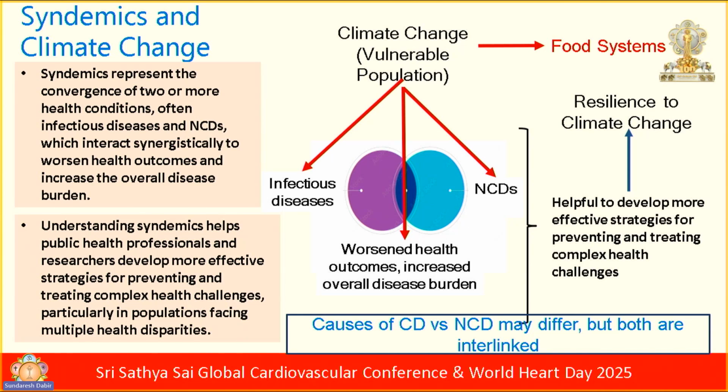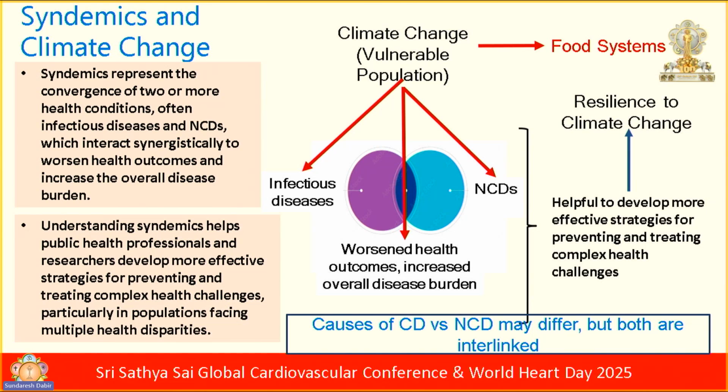Syndemics represent the convergence of two or more health conditions, often infectious disease and NCDs, which interact synergistically to worsen health outcomes. We all know this. As cardiologists, we know that, as a diabetologist, for example, you know that if there is an infection, the chance of dying is higher as compared to a non-diabetic patient. Cardiovascular disease, we saw it in the COVID pandemic, had a 3 times higher risk. So we need to look at this as a whole and manage patients.